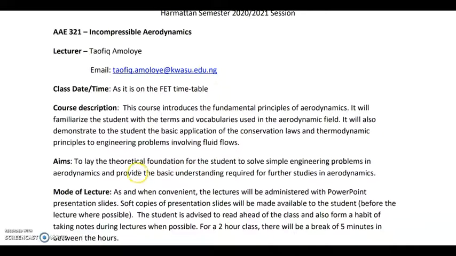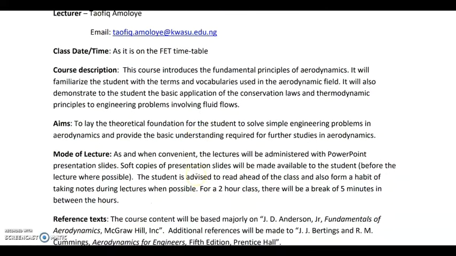And the aim is to lay the theoretical foundation for the students to solve simple engineering problems in aerodynamics, and also provide the basic understanding that is required for advanced studies in aerodynamics. And the mode of the lecture is through PowerPoint slide presentation.